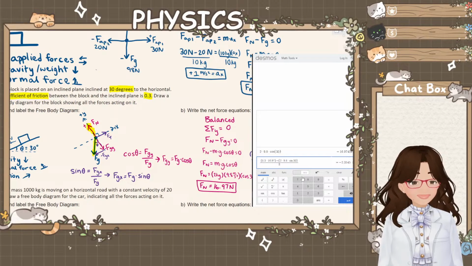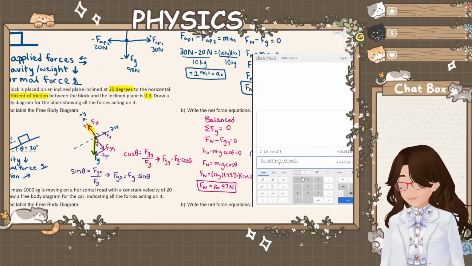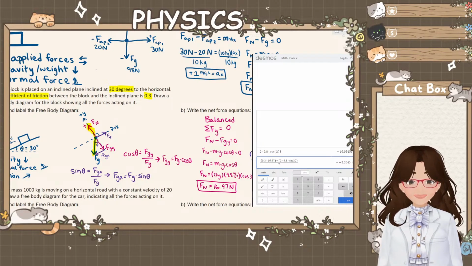Aha. And we can see that there actually is a slight acceleration. So I'm glad that we did this. So in this case here, we're going to see that the acceleration is going to be negative 2.3545. So I'll just say approximately negative 2.35 meters per second squared.